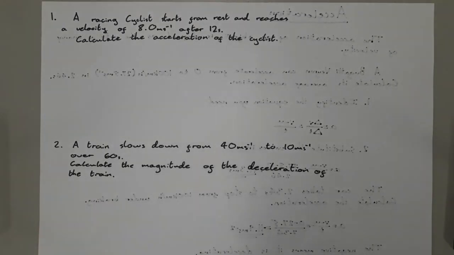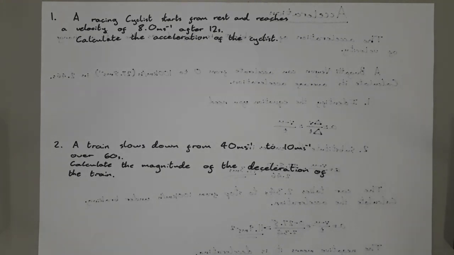So here we have some questions. The first question is, a racing cyclist starts from rest and reaches a velocity of 8 meters per second after 12 seconds. Calculate the acceleration of the cyclist. Stop now if you want to work out this question on your own.